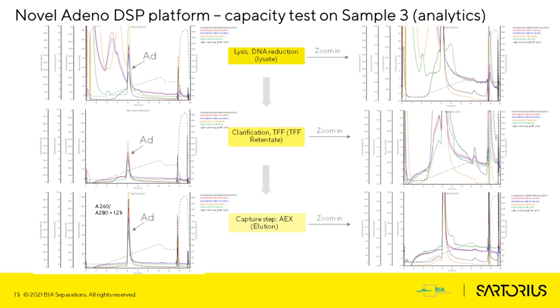And then in the last phase, where we are looking at elution from the CIMmultus QA column, there is a sharp peak representing adenovirus. On the right side, there are zoom-in chromatograms of the same fractions, just showing the purity of each fraction. So the PicoGreen HPLC method really enables us to see even low concentrations of impurities present in the final sample, and those impurities can be further removed.